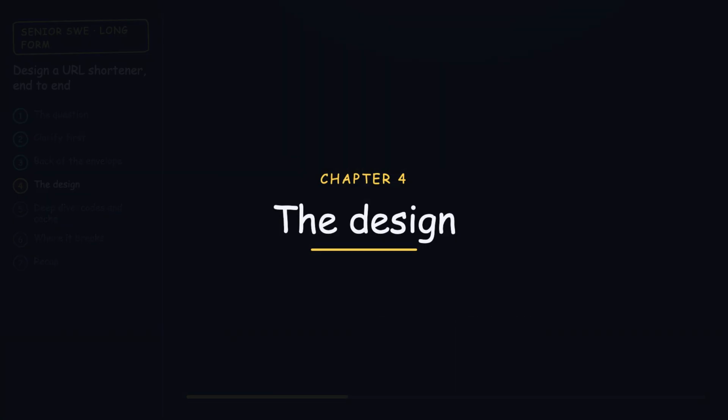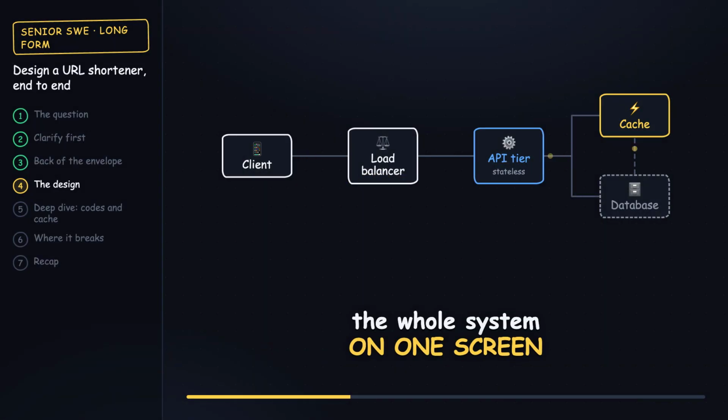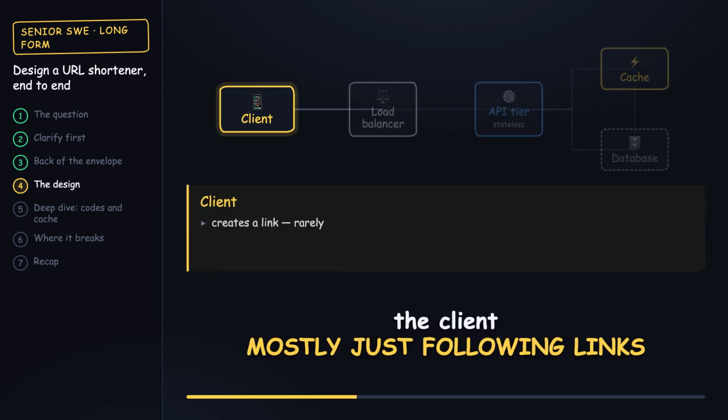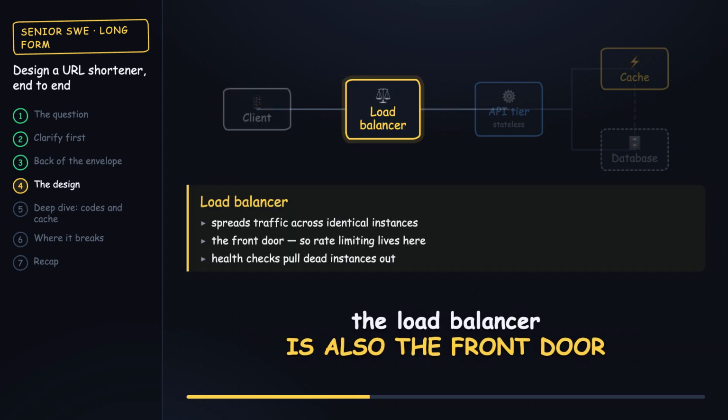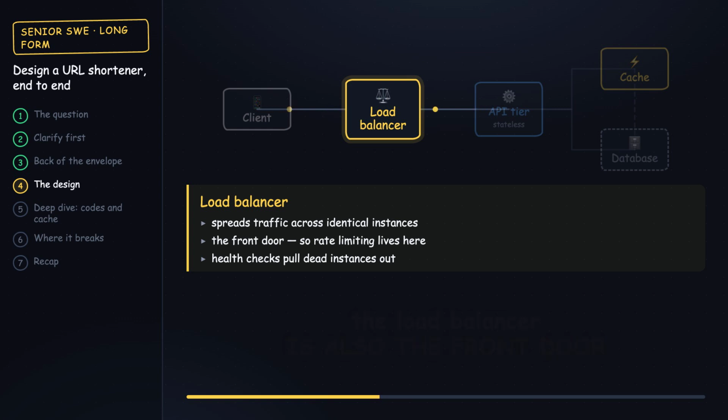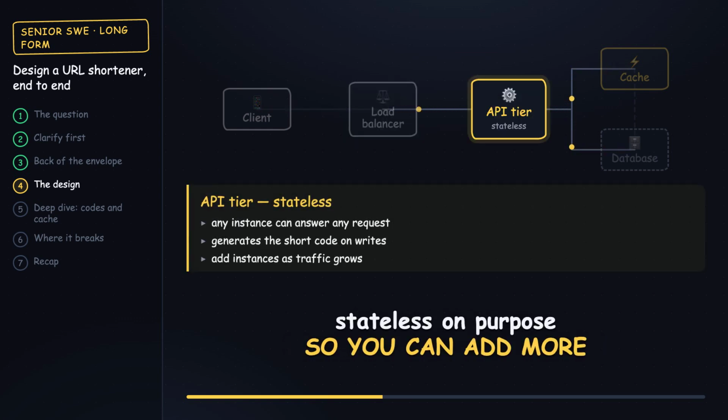So here is the whole system on one screen: a client, a load balancer, the service tier, a cache, and a database. And we will walk each block in turn. It starts at the client, which is either somebody creating a link, or far more often, a browser quietly following one that already exists. The load balancer spreads requests across identical instances, and because it is the front door, it is also the natural place to put rate limiting. The service tier, the API layer, is deliberately stateless, so any instance can answer any request, which is exactly what lets you add instances as traffic grows.